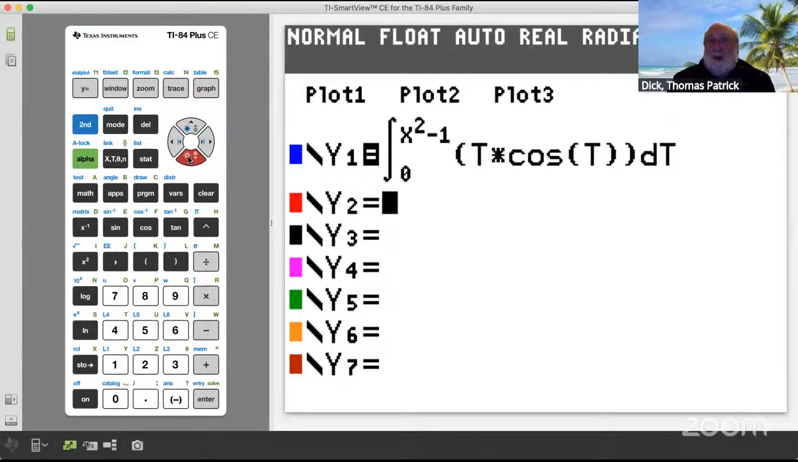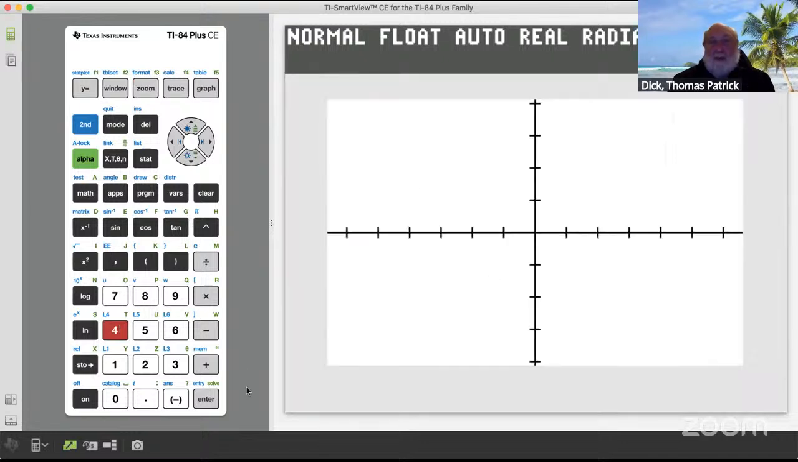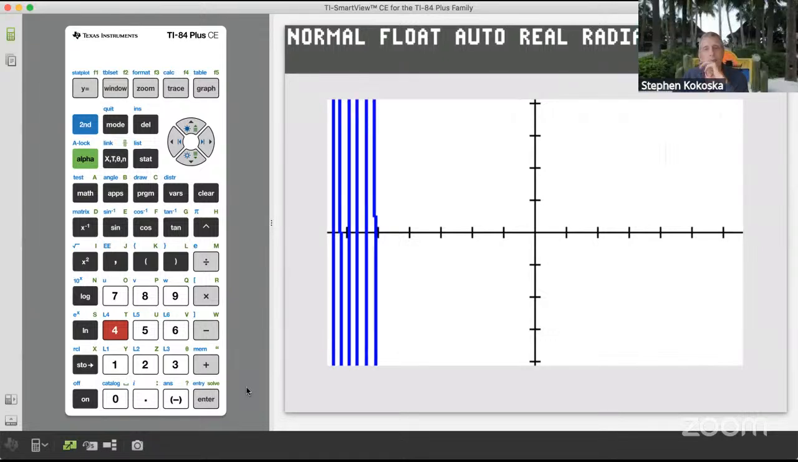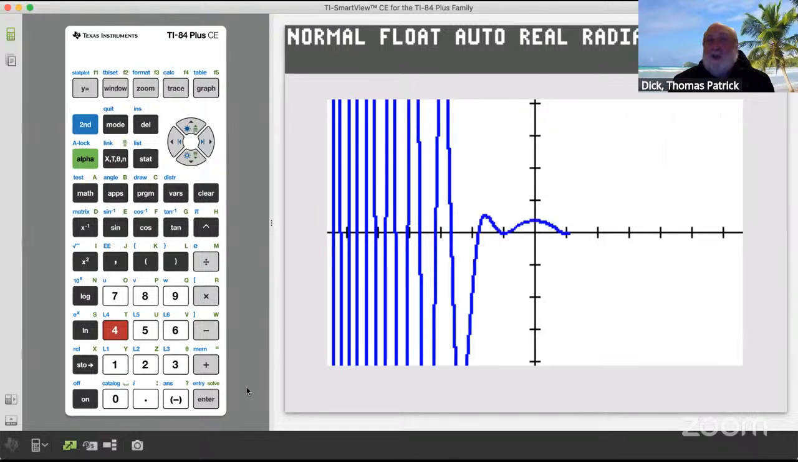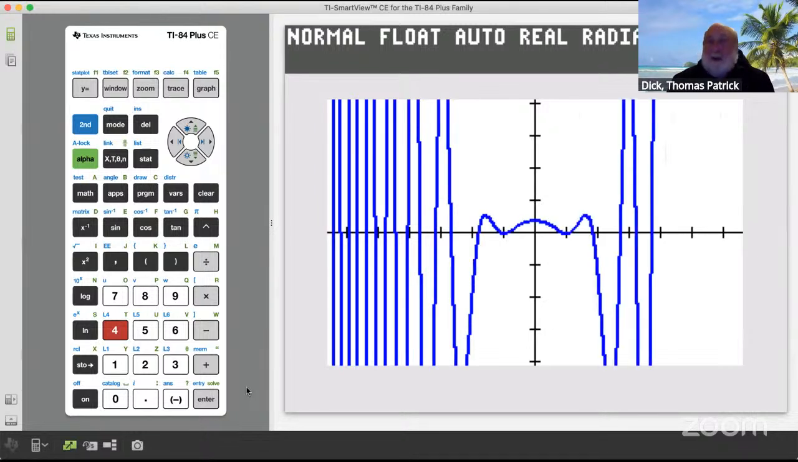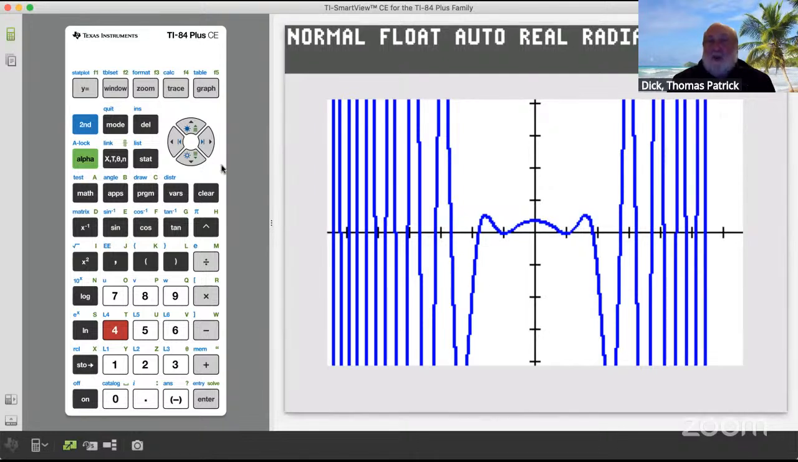So we could take a look at the graph of that. Let's take a quick look at it. For my window, I'll tell you what I'm going to do, zoom decimal, just get a quick graph. Holy, that's kind of a wild one. It's really oscillating pretty wildly. I wonder if it settles down as you get closer to 0. Okay, yeah. All right. So it's pretty wild, but that's the graph of this weird function.